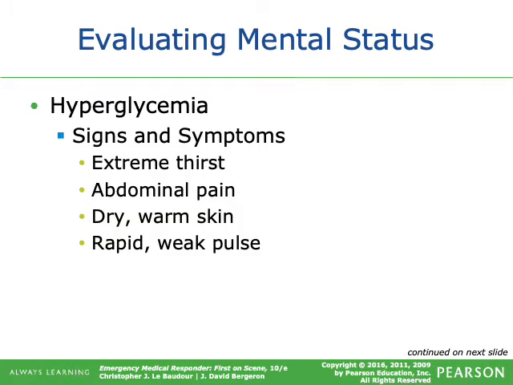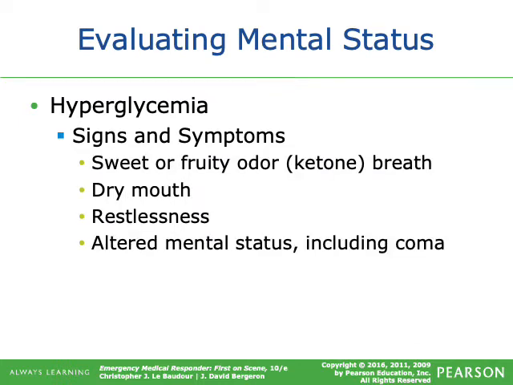There are some signs and symptoms of hyperglycemia. There's going to be an extreme thirst, abdominal pain, dry, warm skin, a rapid, weak pulse, a sweet or fruity odor on the breath, a dry mouth, restlessness, altered mental status including a coma.